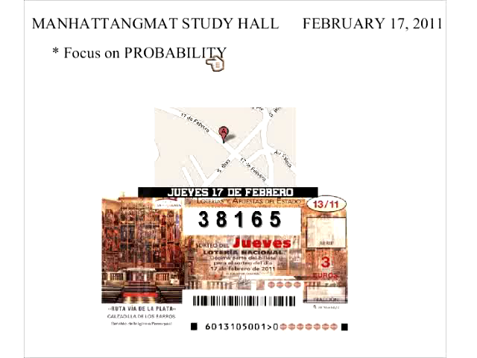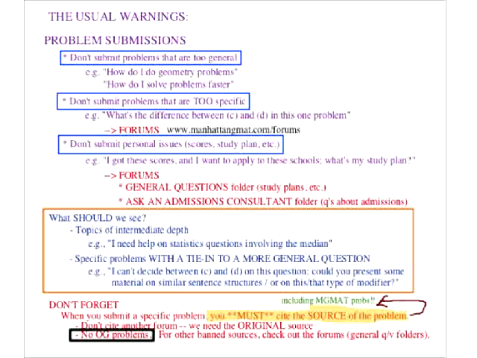Again, as usual, we've got to go ahead and start with the usual warnings about what to submit and what not to submit. So here are those. You don't want to submit problems that are too general. A lot of people try to submit entire areas of the test, like geometry. Too much stuff for one study hall. Also, some people ask questions that are literally the entire test at once, like how do I solve problems faster? That's pretty much everything that we do here. By the same token, you don't want to submit problems that are too specific.